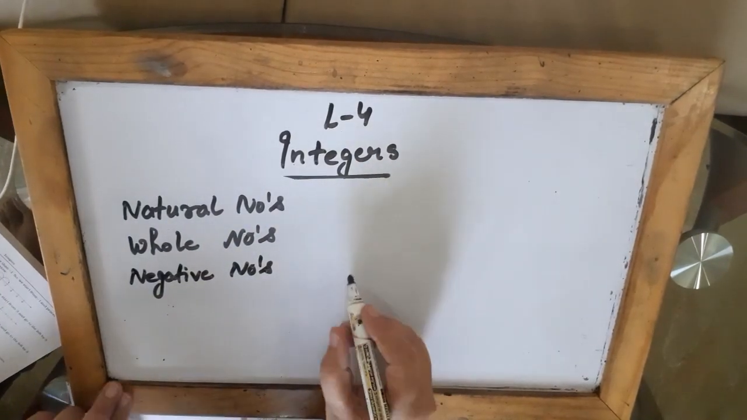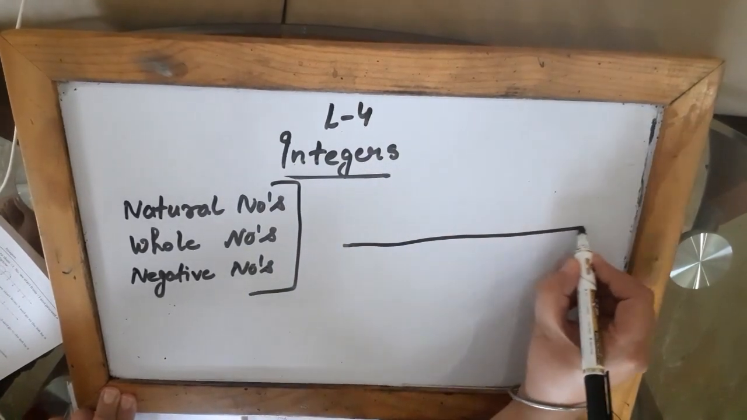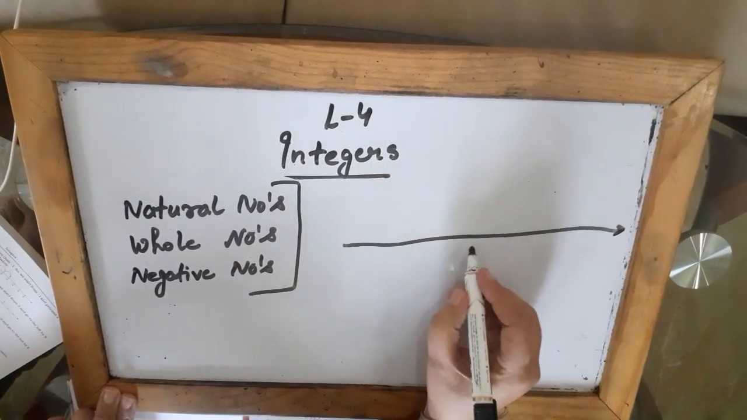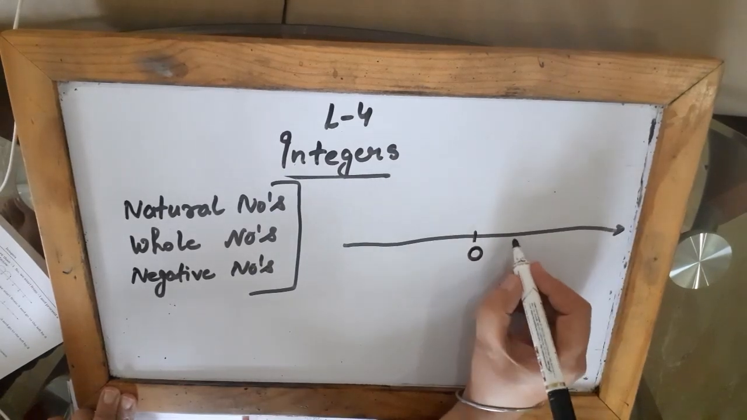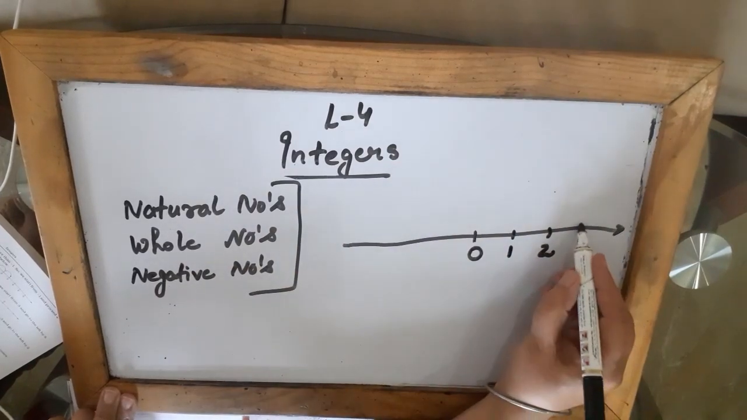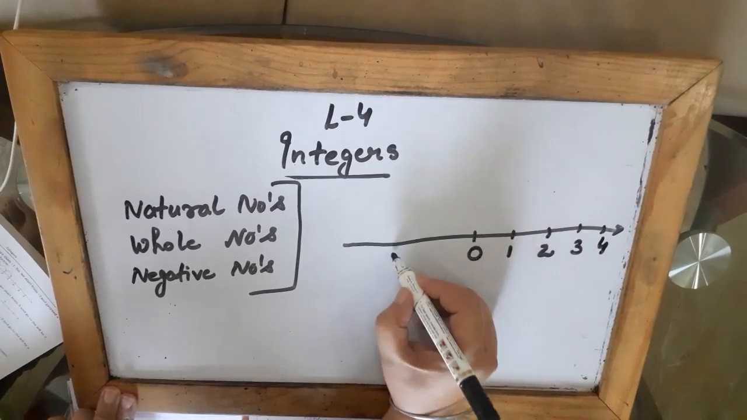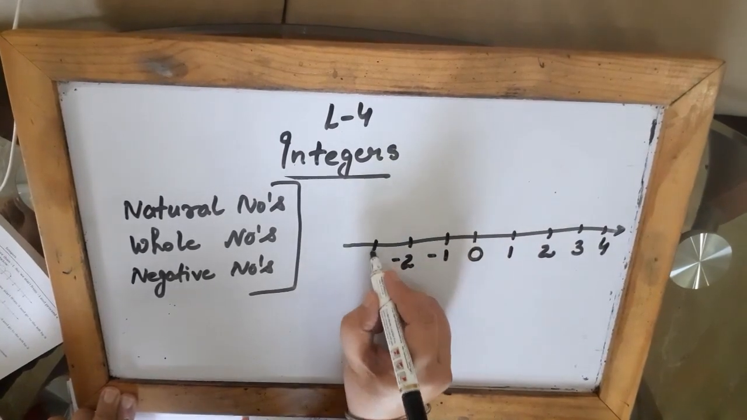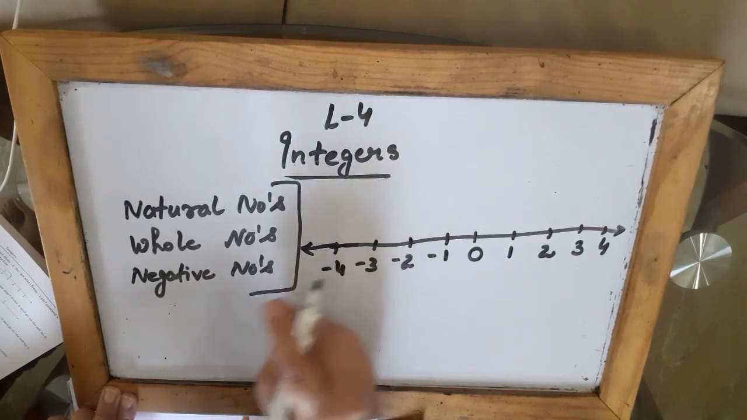So if I plot all this on a number line, let me explain this concept on a number line. Suppose this is a number line. In the center you have 0. To the right of 0 you have all the positive numbers, means all the natural numbers 1, 2, 3, 4 and so on. And to the left of 0 you have negative numbers -1, -2, -3, -4 and so on.